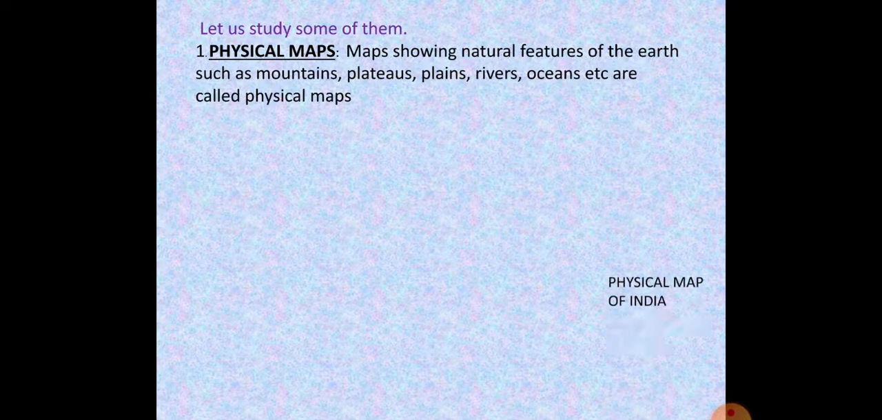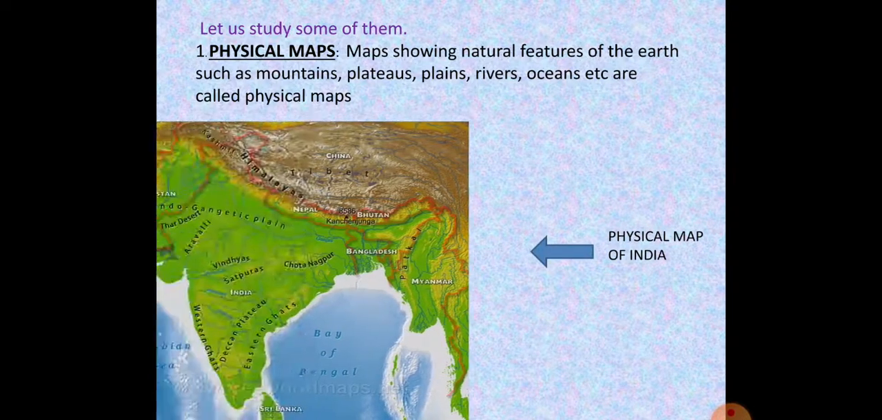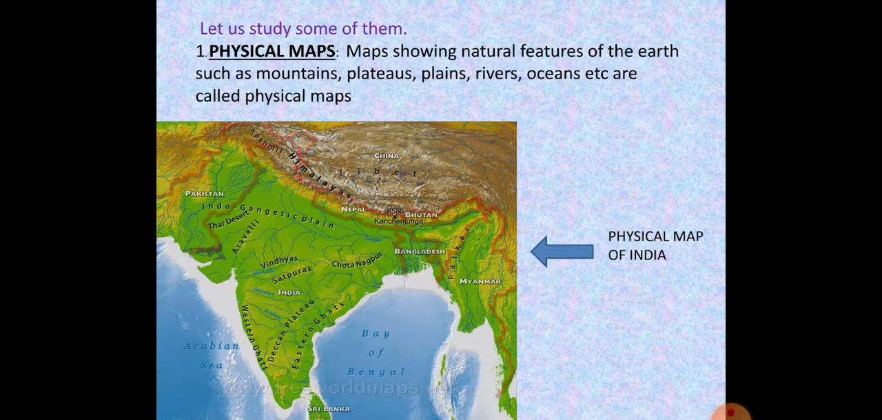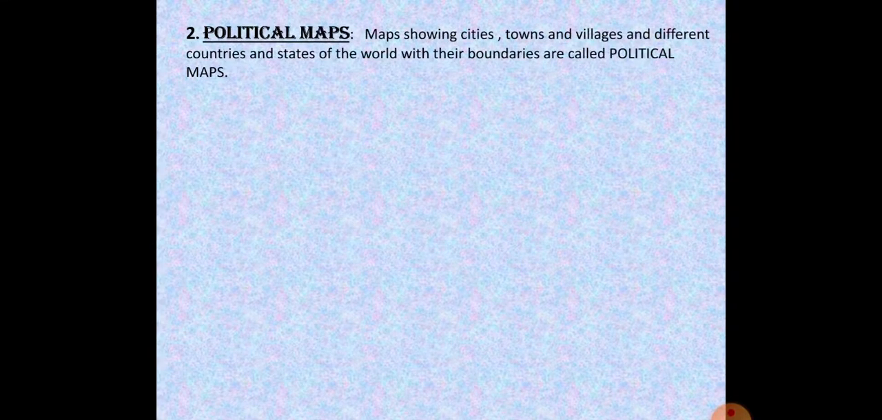Let us see one example. Here is the physical map of India. In this map, you can see all the physical divisions of India: Himalaya mountains, Ganga Brahmaputra plain, Deccan plateau, Western Ghats, Eastern Ghats. This is an example of a physical map. What is a physical map? The maps showing natural features of the earth such as mountains, plateaus, plains, rivers, oceans, etc. are called physical maps.